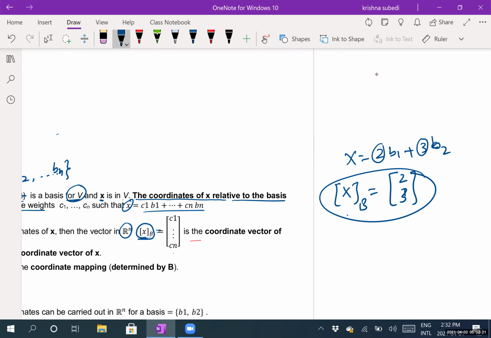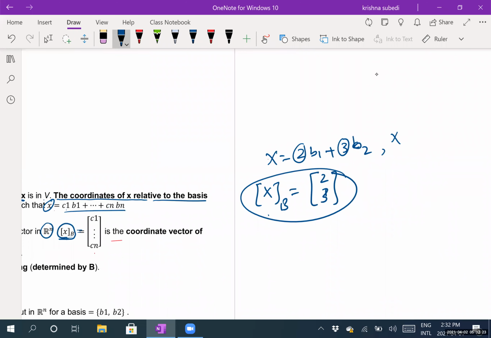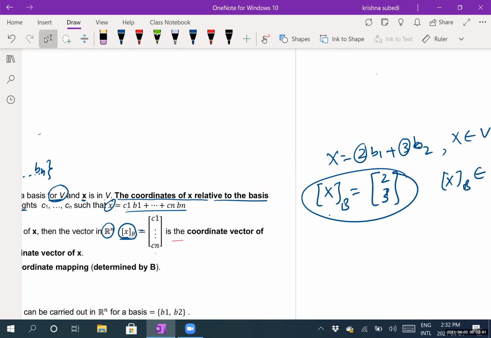Now here X is in the vector space V, whereas the B coordinate of X belongs to Rn. In this case R2, because there are only two vectors, so we can say that X sub B belongs to R2. That's how we define the coordinate vectors.